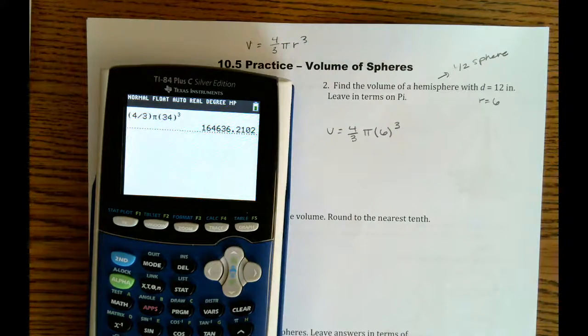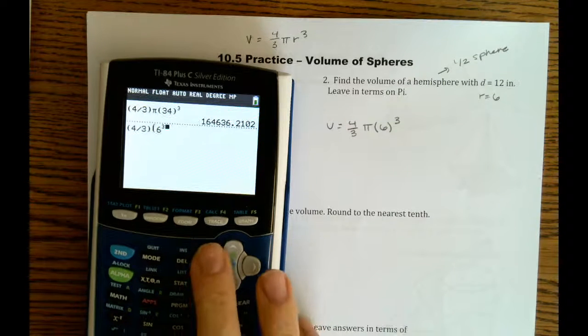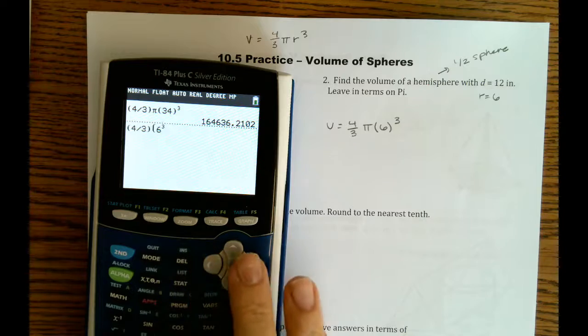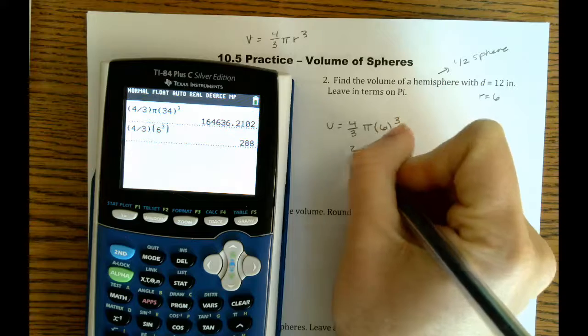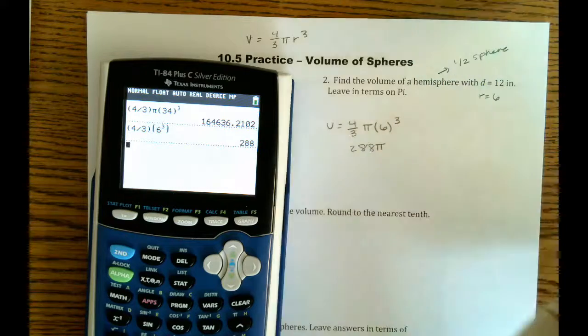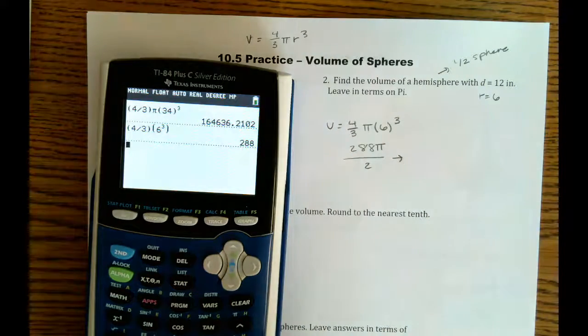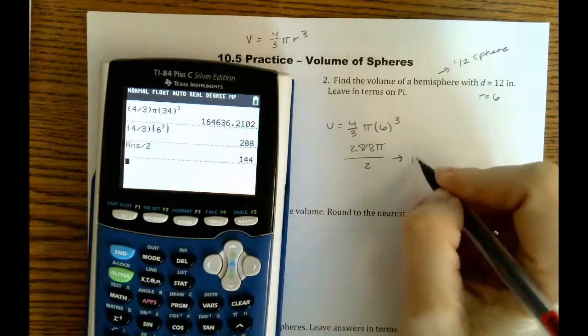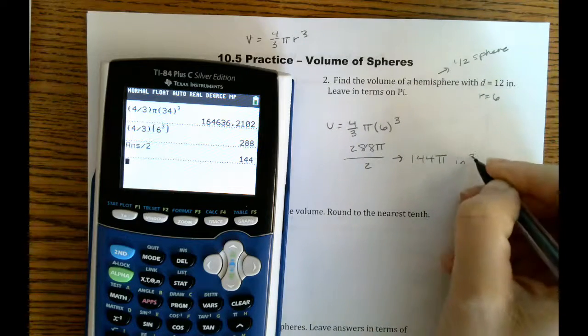So if we fill in our 4/3 pi r cubed, that's what we would have. To leave it in terms of pi, we'd do 4/3 times 6 cubed. And that would get us 288 pi. Now we would divide that by 2 because it's a hemisphere. So that would leave us with 144 pi, and it's in inches, so inches cubed.